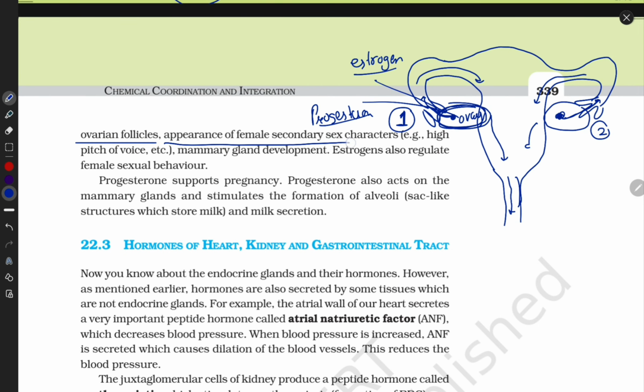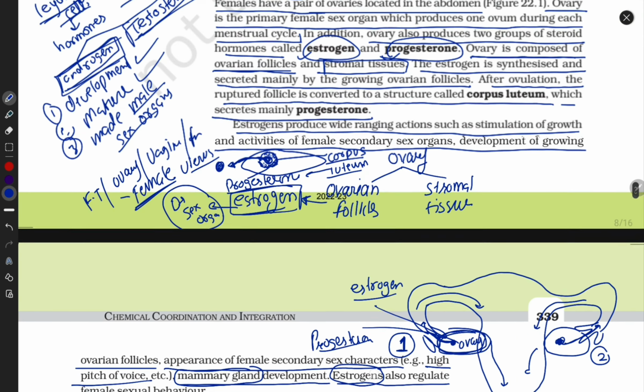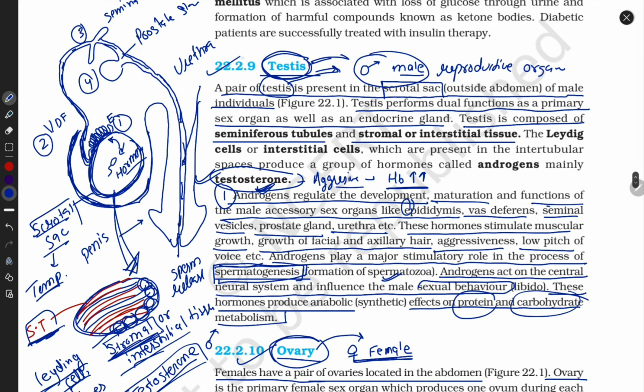Okay, appearance of female secondary sex characters: high pitch of voice. During puberty, a girl's voice is very sharp. Mammary gland development. Mammary glands are located on the breast. Estrogen also regulates female sexual behavior. So overall, estrogen is responsible for secondary characters, behavior, nature, voice, mammary glands, sex organs. Now progesterone supports pregnancy. Progesterone also acts on the mammary glands and stimulates the formation of alveoli and secretion of milk. After delivery time, childbirth time, the mammary glands release milk. Clear? So this is all about the ovary, and this is about the testes.